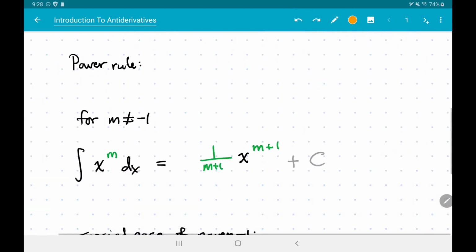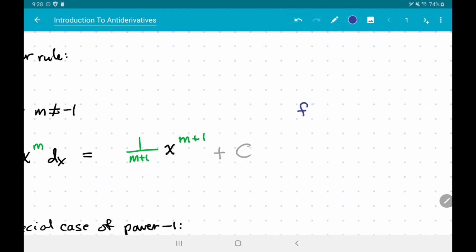Now, the power rule for an antiderivative comes in two parts. The first is for a power other than -1, the antiderivative of x to the m is, well, it's x to the m plus 1, but we have to compensate here by putting in a factor of 1 over m plus 1. Let me briefly explain why.